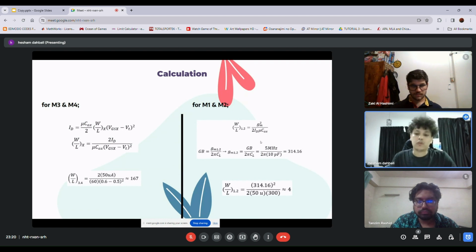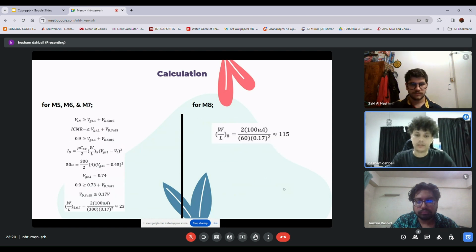For M1 and M2, similar. We calculated the W over L using another equation, which is the transconductance over the current multiplied by 2, multiplied by mu n and Cox. We found the ratio to be 4.